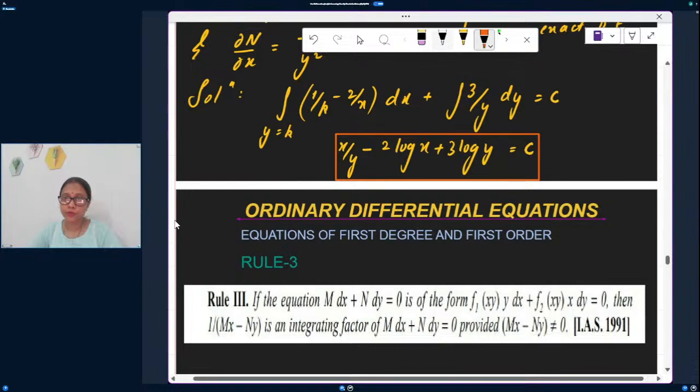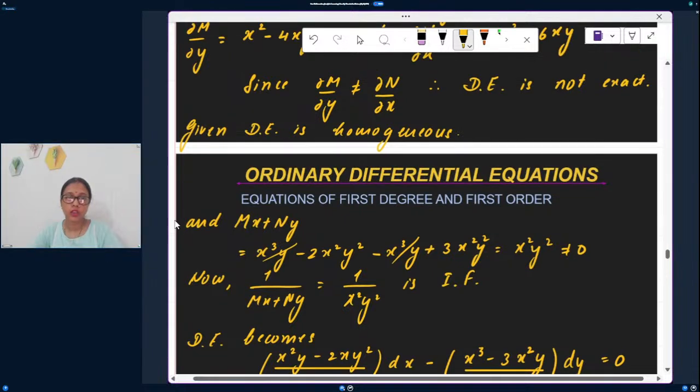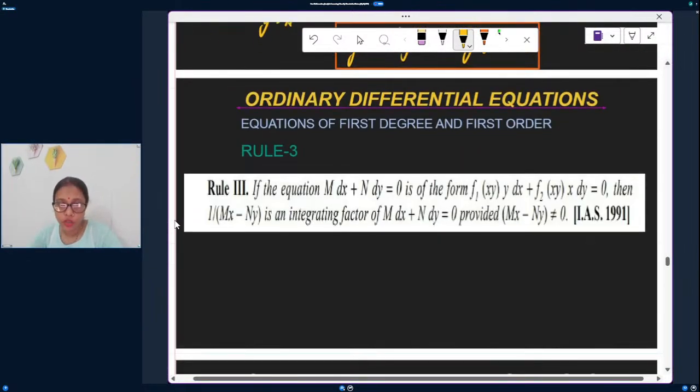Okay. Rule number 3. So rule 3 says, if your differential equation is not exact and it is of this form, look at the form first. That means by taking y common, you are left with only functions of xy, and taking x common along with the dy, you are only left with a function of xy again. And this should not be 0, obviously. So 1 by Mx minus Ny is an integrating factor this time. So let's try a question.